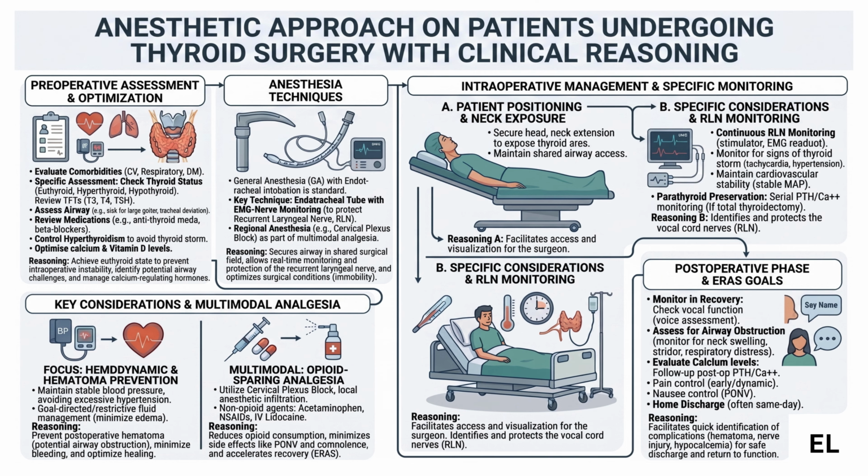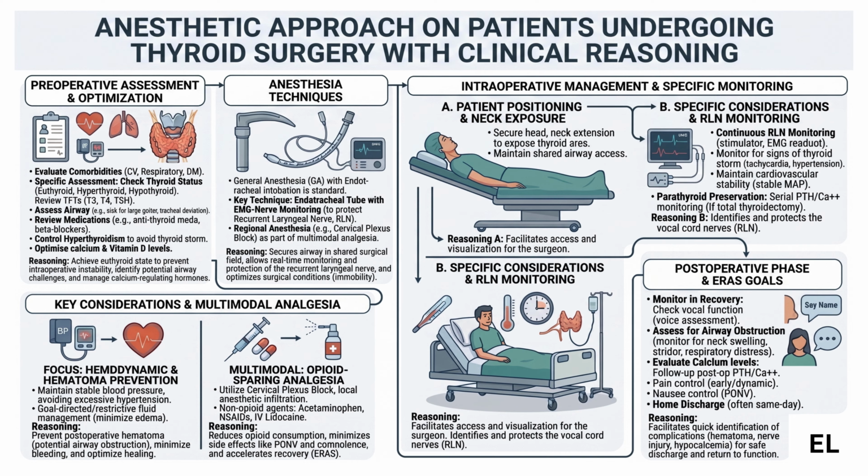Let us begin with the preoperative assessment and optimization, which is arguably the most crucial phase. Before even thinking about anesthesia, we need to evaluate the patient holistically. Start with comorbidities, especially cardiovascular, respiratory, and metabolic conditions like diabetes. Thyroid disorders often have systemic effects, so ignoring these can lead to intraoperative instability. Next comes a focused thyroid assessment. We must determine whether the patient is euthyroid, hyperthyroid, or hypothyroid.